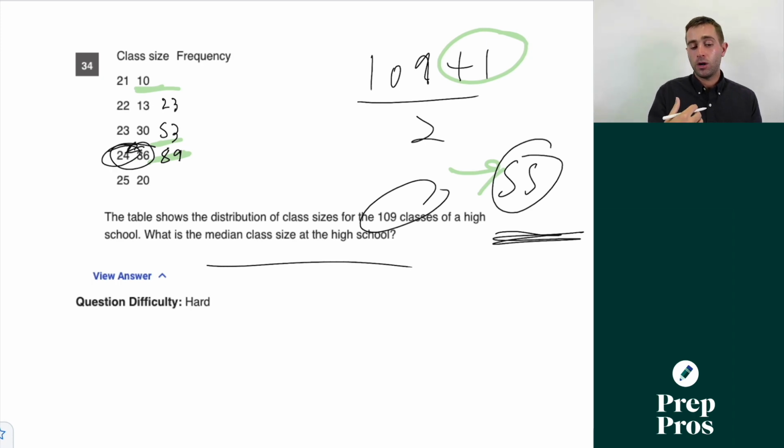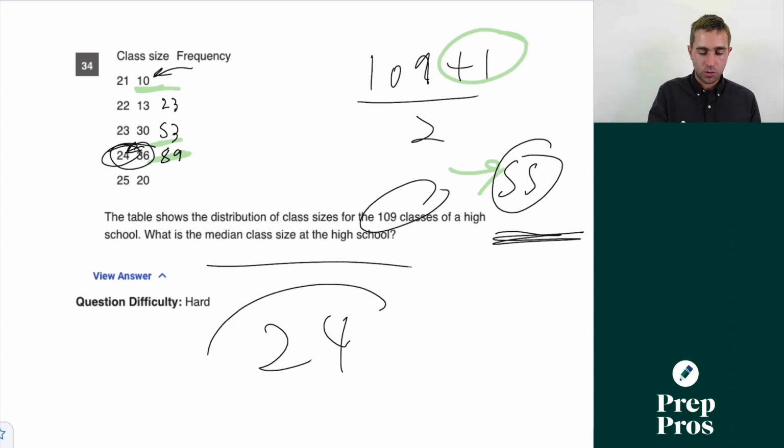because if we wrote all our classes out in order from smallest to largest, our first 10 would be a class size of 21. Then 11 through 23 would give us a class size of 22. 24 to 53 would give us a class size of 23. And then 54 through 89 would give us a class size of 24. So our median class size is 24.